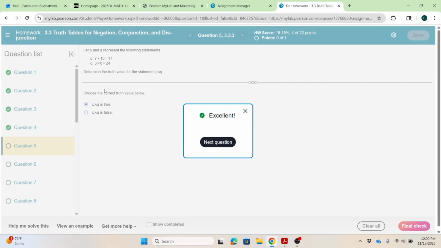How do you say it? 7 plus 10 is 17 and 3 times 8 is 24. That is the meaning of this.